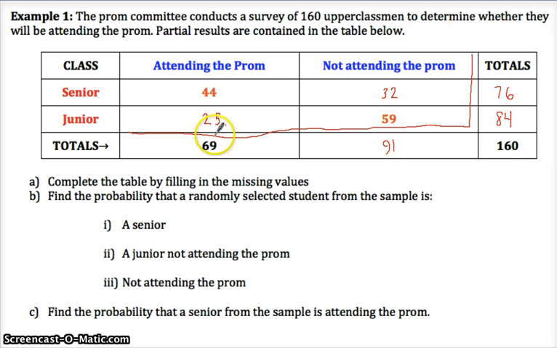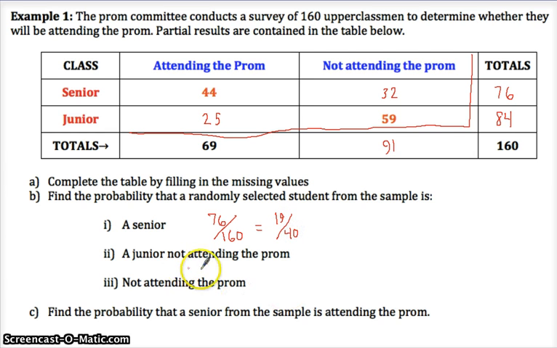It's kind of a good idea to keep that separate in your mind, I think. Find the probability that a randomly selected student from the sample is a senior. All right, so we're talking about a randomly selected student from the sample. That means these came out of 160 people. So out of the 160 people at the prom, how many of them were seniors? Well, we just look at the total number of seniors. That was 76. Yeah, we should probably reduce that. I can reduce that a lot, can't I? This is 19 out of 40, I think.